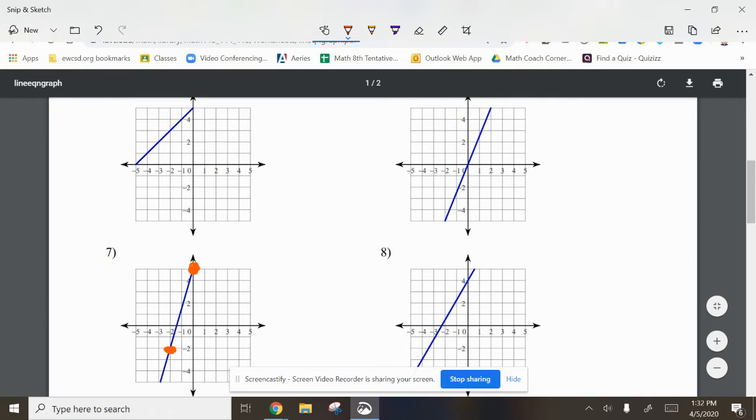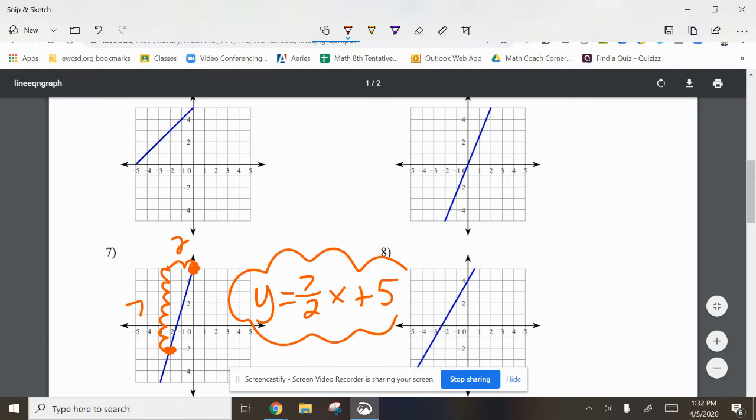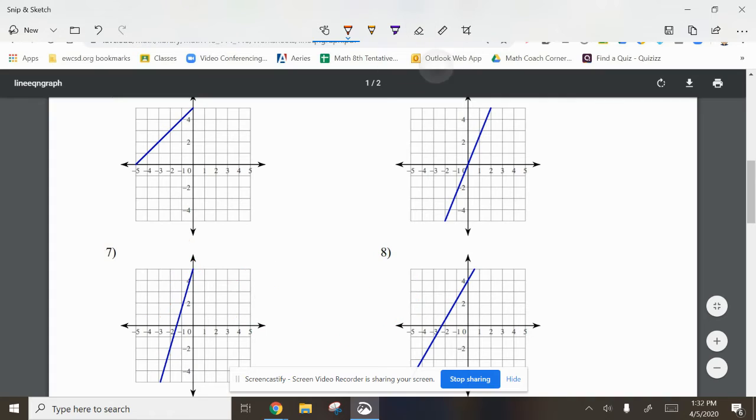If those are 2 points, let's go ahead and write out the equation. Y equals, let's see what this is, 1, 2, 3, 4, 5, 6, 7 over, what is it, 1, 2, up 7 over 2. Y equals 7 over 2x. And then what's my y-intercept? Where does it cross the y? At plus 5. All right, there's our answer for number 7.